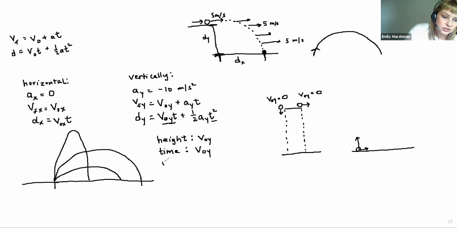Now, range. How far does this go in the x direction? That's an interesting one, because it depends upon the time of flight and the velocity in the x direction.